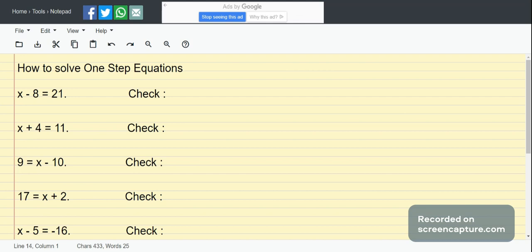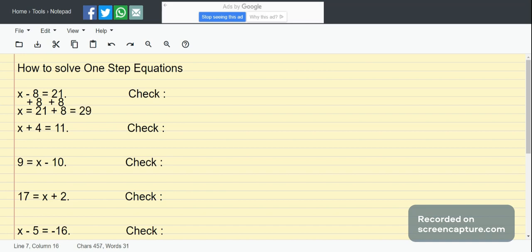One-step equations. So let's start. The first problem, x minus 8 equals 21. You get rid of the minus 8. That means you have to add 8. If you add 8 to one side, you have to add 8 to the other side. So you have to add 8 to both sides. So that makes it x equals 21 plus 8, which equals 29.